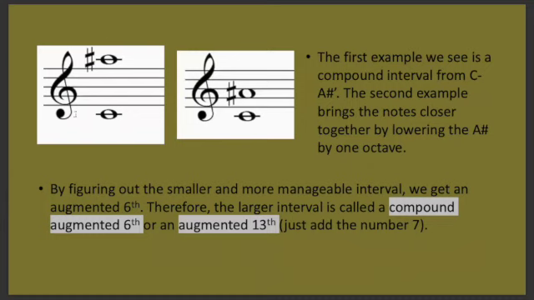Okay, here is another compound interval. We have a C to an A sharp. The first example we see is a compound interval from C to A sharp, which is bigger than an octave. The second example is bringing the notes closer together by lowering the A sharp by 1 octave. By figuring out the smaller and more manageable interval, we get an augmented sixth. Therefore, the larger interval is called a compound augmented sixth or an augmented 13th. Just add the number 7 again here.